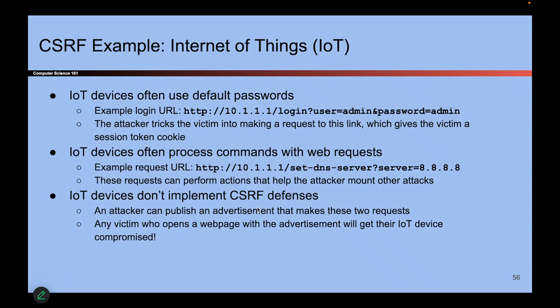OK, here's another example of CSRF attacks. Sometimes if you ever use one of those smart devices, like a smart fridge or a smart toaster or something, usually those devices will have some default login URL like this. And maybe if you trick the user into clicking this link, you can trick the user into logging in, or you can trick the user into making requests. So that's just an example of a CSRF attack where you trick users into clicking links that look like this, and it causes malicious things to happen.